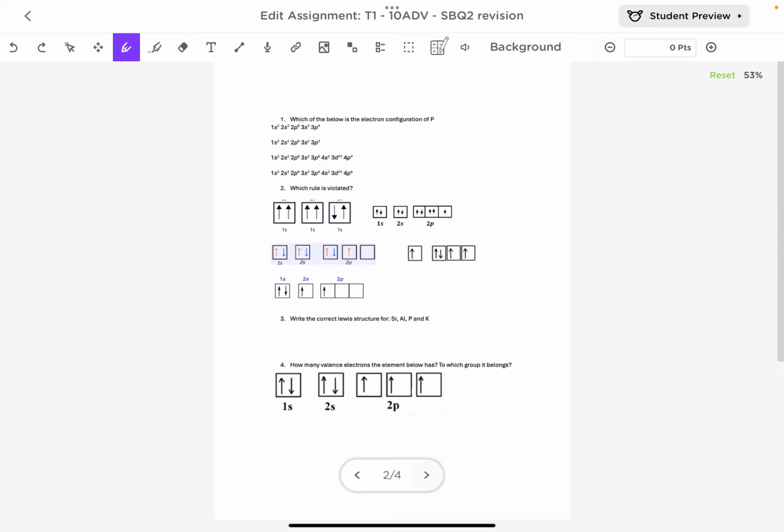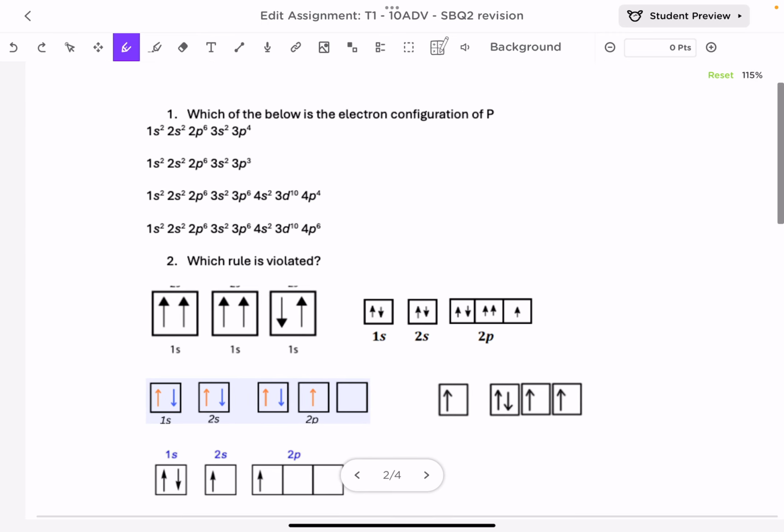So now let's start with some questions related to your quiz next week.